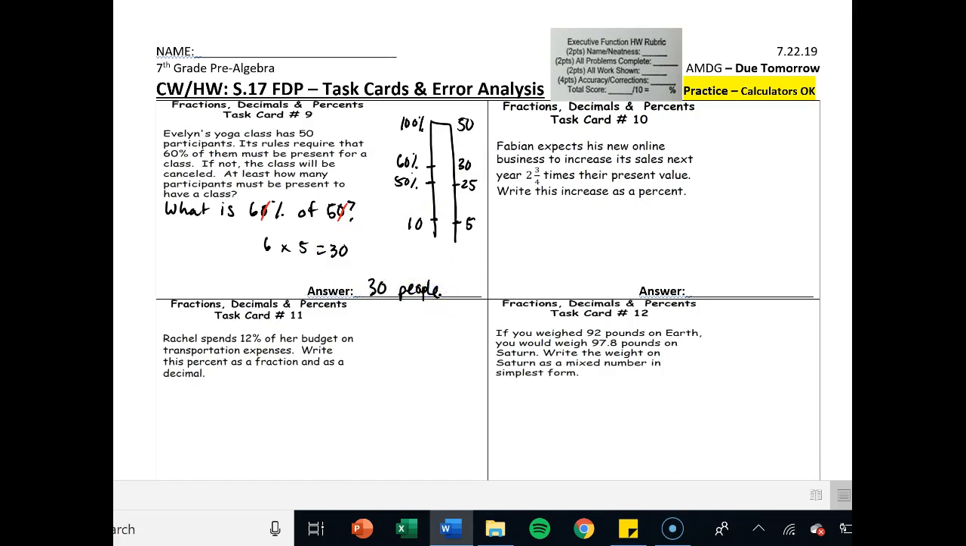Task card number 10, it says Fabian expects his new online business to increase its sales next year 2 3/4 times their present value. Write this increase as a percent. So again, just label what the problem's asking you to do, and here it's convert a fraction to a percent.